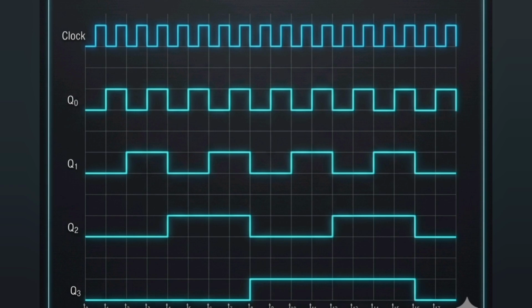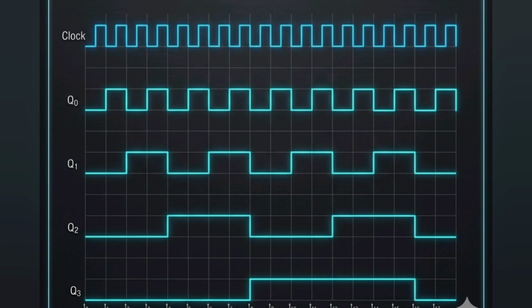Q1 toggles whenever Q0 goes from high to low. Q2 toggles whenever Q1 goes from high to low. Q3, that is the MSB, most significant bit, toggles whenever Q2 goes from high to low.